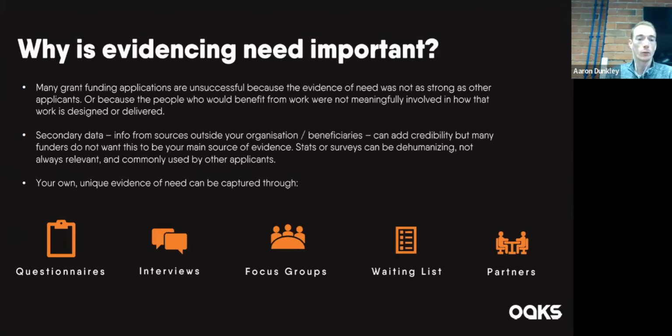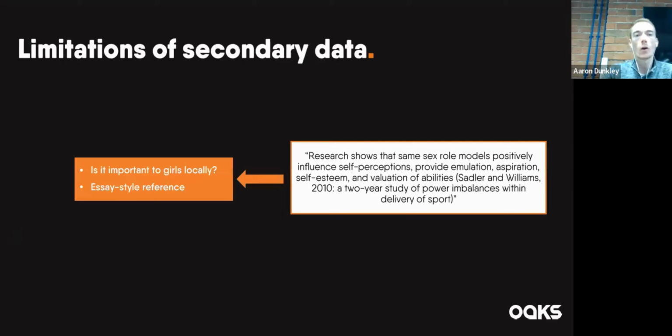So whether that's doing it through formal questionnaires, interviews, ad hoc informal conversations, or focus groups. You might have a waiting list. You might speak to partners, so you might not be able to engage new target groups directly, but you might speak to partner organizations who are engaging those groups, who can provide really useful insight. And so I'll highlight a couple of examples to bring that point to life about the limitations of relying on secondary data in your applications.